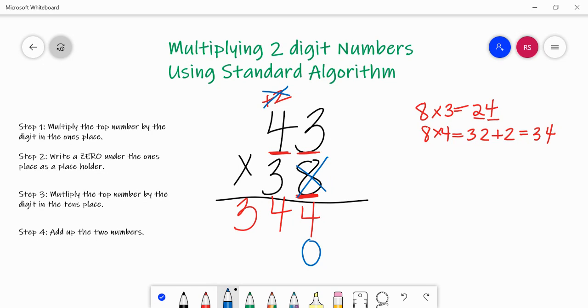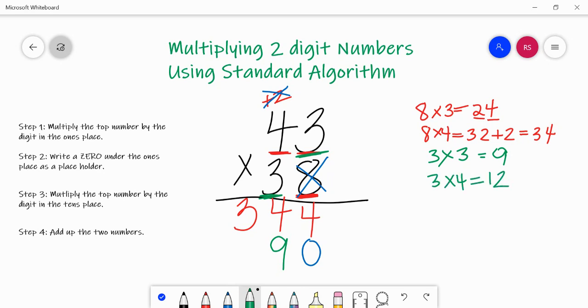Now we're going to multiply our tens place. So I have 3 times 3. I know that 3 times 3 is 9, so just go ahead and bring that 9 down. Let me write that over here. 3 times 3 equals 9. So we just bring that 9 down. There's nothing we need to carry. And then I have 3 times 4. I know that 3 times 4 is 12.